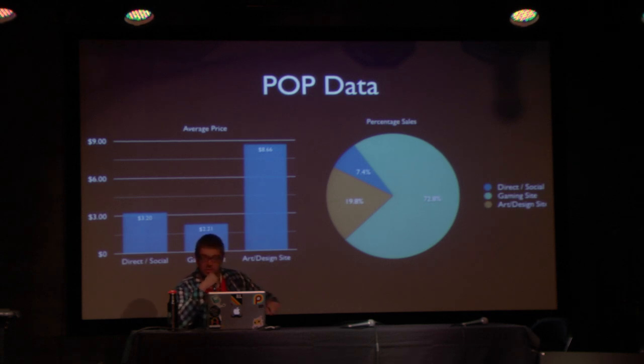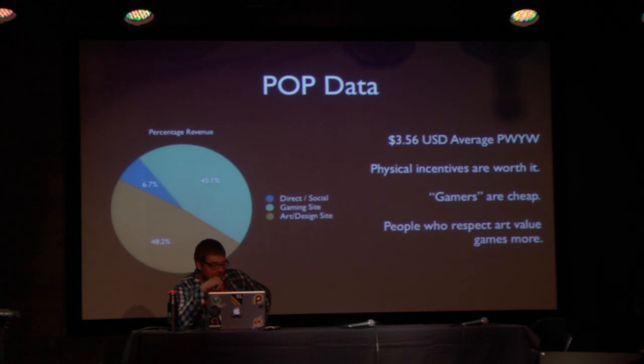Gaming sites were the lowest price point, and then direct / social media, those like friends and stuff, so they weren't as cheap as the average gamer. But percentage-wise, most of my sales came from gaming sites, but around 20% came from art and design sites. But revenue-wise, the sales I got from art and design sites was greater than the gaming sites, even though it was a minority of my sales. And then my direct / social sales were pretty, just whatever.